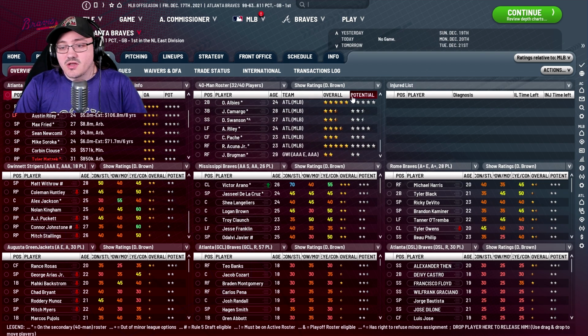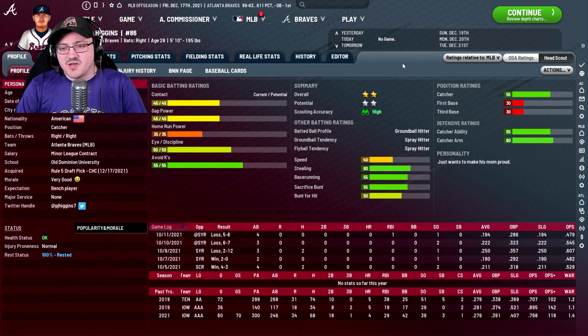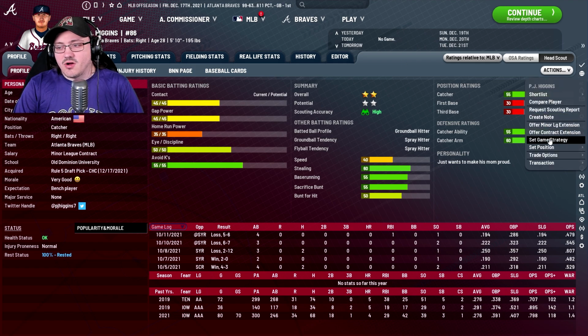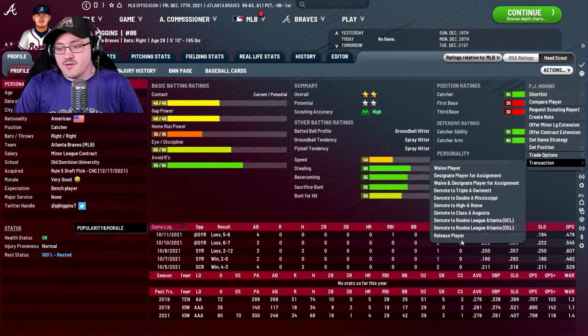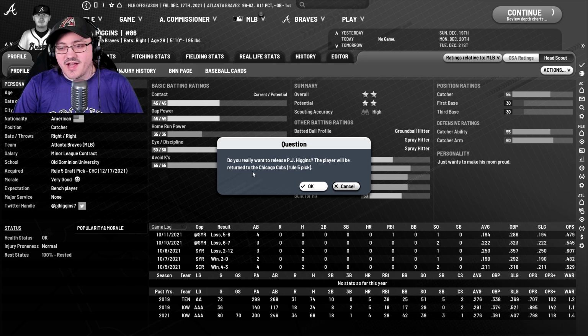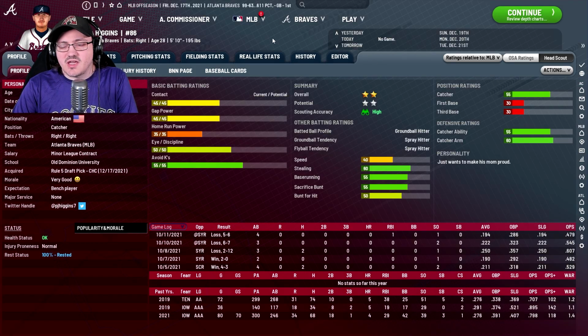Now, we could come right back into our 40-man roster and say, you know what, Higgins? Once we get Tucker Barnhart signed or someone else signs with us, we don't need you. We can always simply release the player, and they will go right back to the Chicago Cubs, which was the Rule 5 team that had him before we did. So you don't have to keep them if you don't want them. But if you release them, they will go back to their original teams. We're going to keep him for right now in case we have any problems.